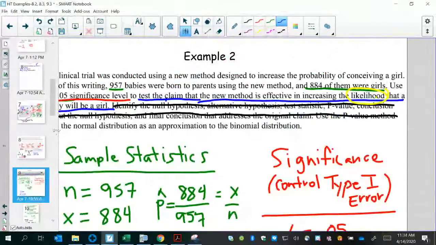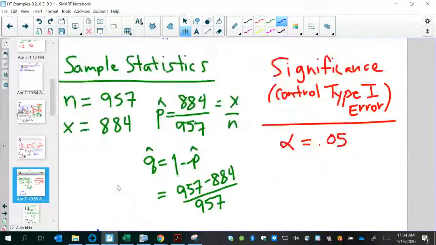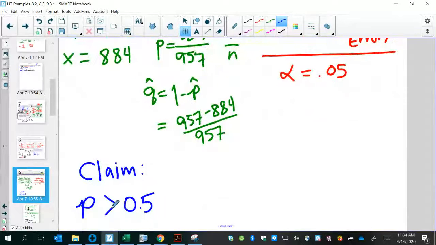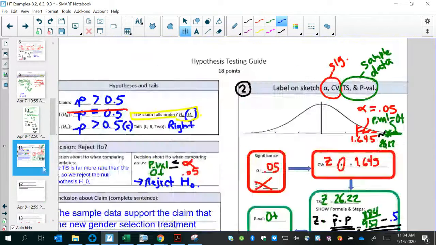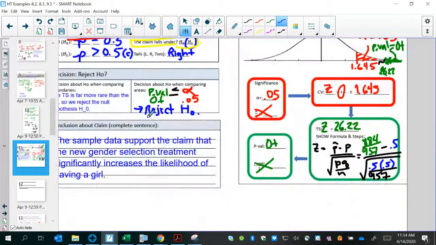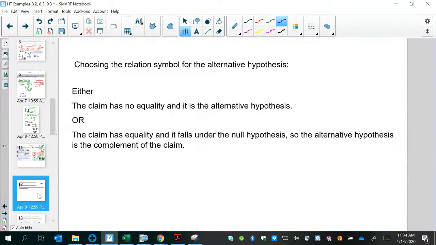Then we did example 2, which was a claim about a proportion. And it ended up being a right-tailed test. And we filled out the form and found that we would reject the null hypothesis and accept the alternative.